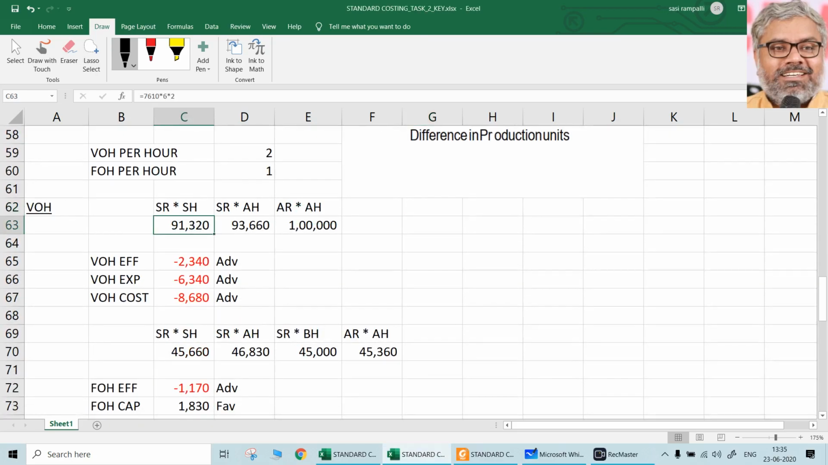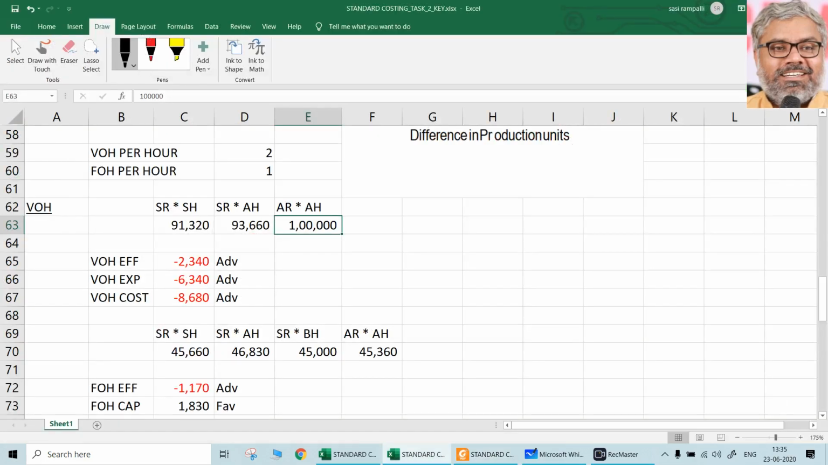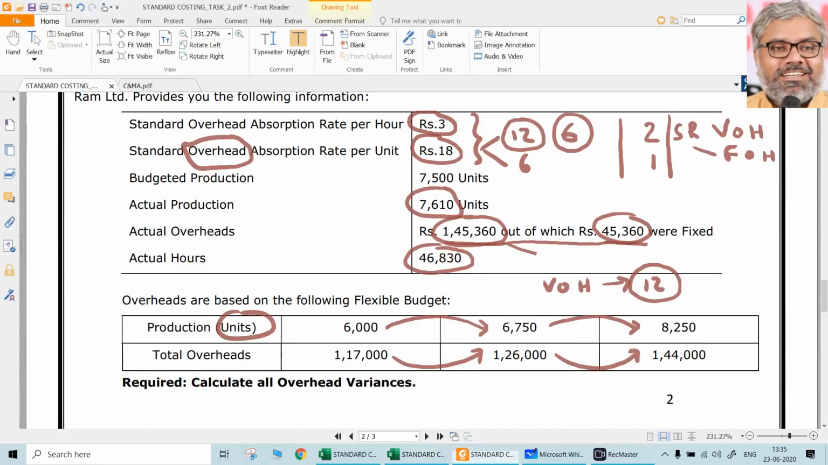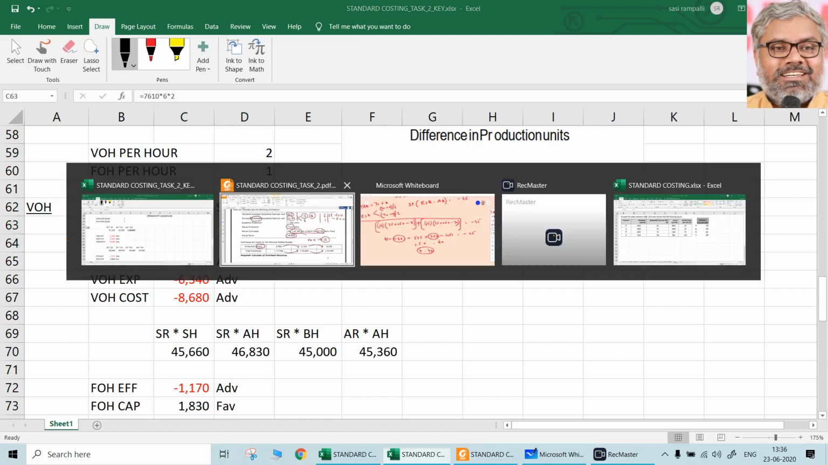First let us take variable overheads. So actual variable overheads is already known, which is 1 lakh, because out of 145,360, if that 45,360 is fixed, 1 lakh will be variable. So this is already known, nothing new there. Then SRAH, actual hours are given, 46,830. SR of variable overheads 2 rupees, already we know that. So 46,830 into 2. That is SRAH, that is known.